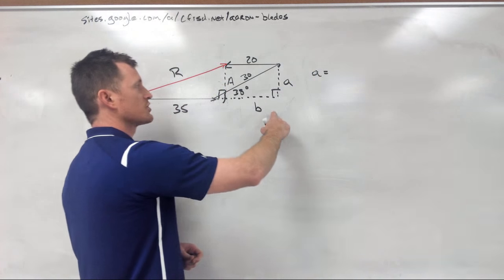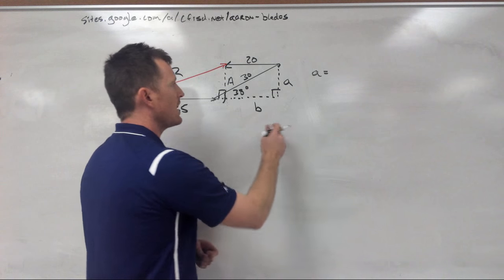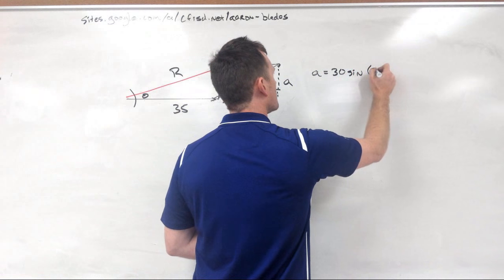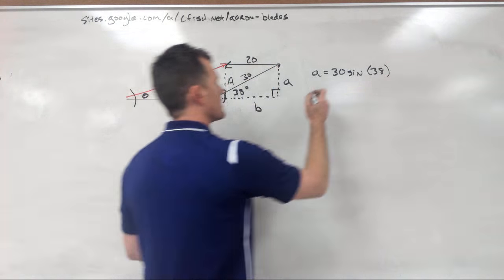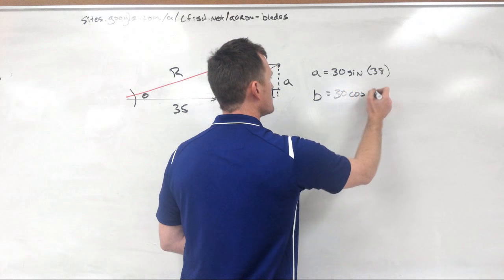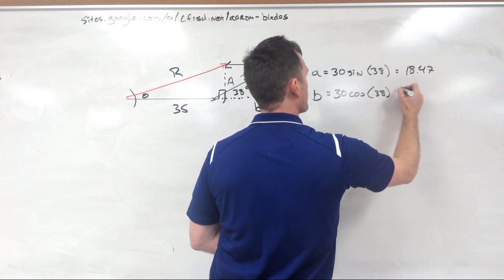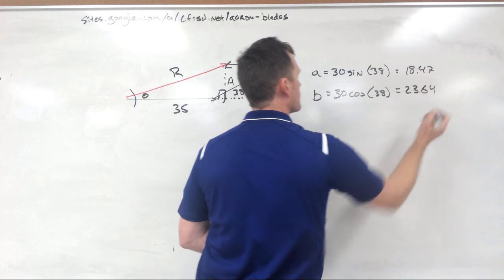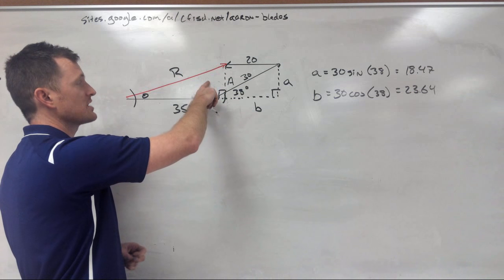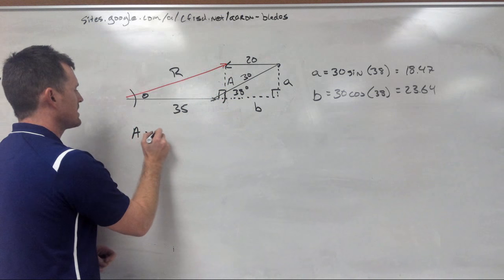Little a, since we're starting over here, and we're starting over here because we know enough about this right triangle to solve it. So a is equal to 30, the length of this hypotenuse, times the sine of 38 degrees, this angle right here. b, the bottom side here, is similarly 30 times the cosine of 38 degrees. a is equal to 18.47 and b is 23.64. Now as you can tell, the upper side of our right triangle, big A, is equal to little a over here. So let's go ahead and write that down.